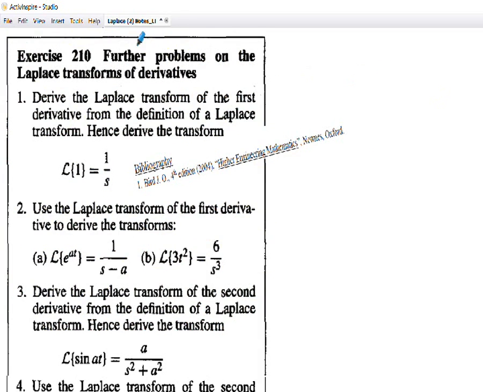I'm going to leave you with some further problems here on the Laplace transform of derivatives. They basically are the same kind of thing as we've done on the previous slides, to give you a little bit of practice of using the first and the second order Laplace transform equations.